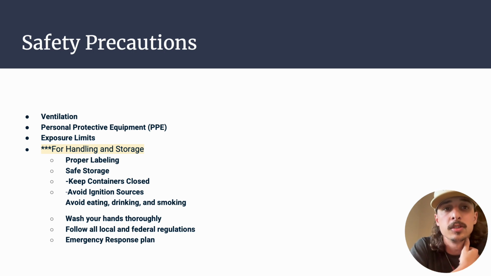Now, for handling and storage, use proper labeling: label correctly and read labels and hazards on labels. Safe storage means well-ventilated areas away from heat and sunlight. Keep containers closed when not in use. Avoid ignition sources because it's highly flammable. And avoid eating, drinking, and smoking, which is pretty self-explanatory. Wash your hands thoroughly. Follow all local and federal regulations related to formaldehyde handling and disposal.